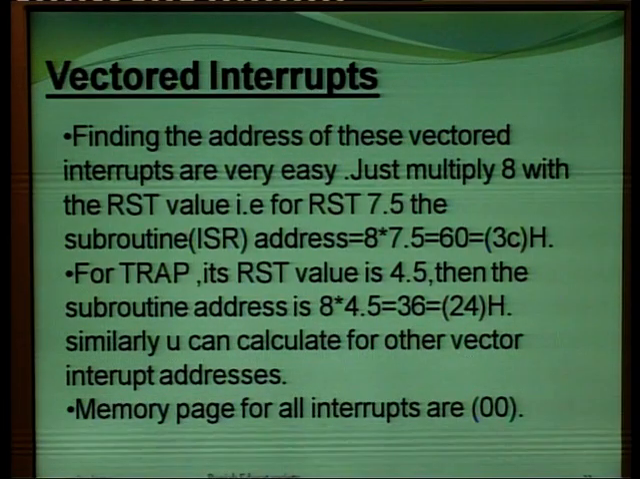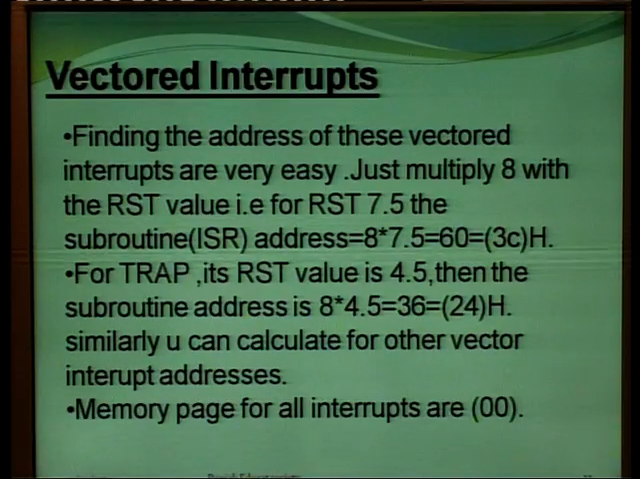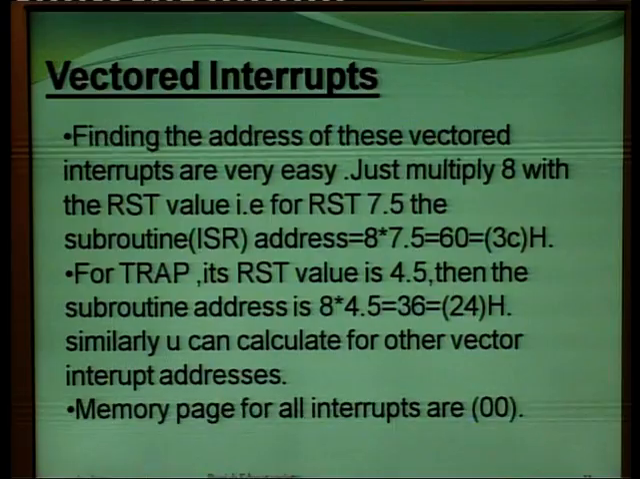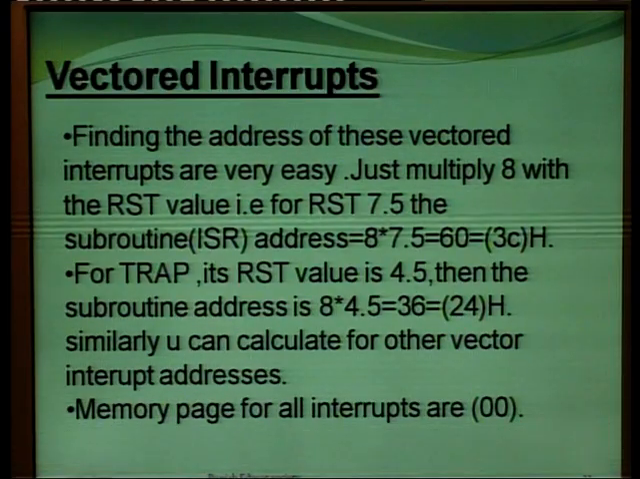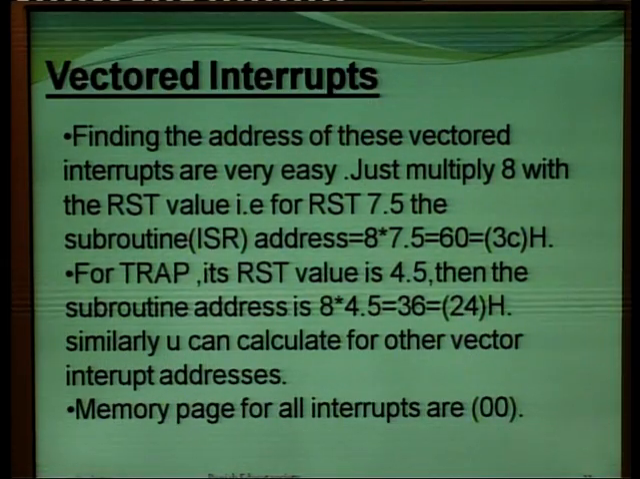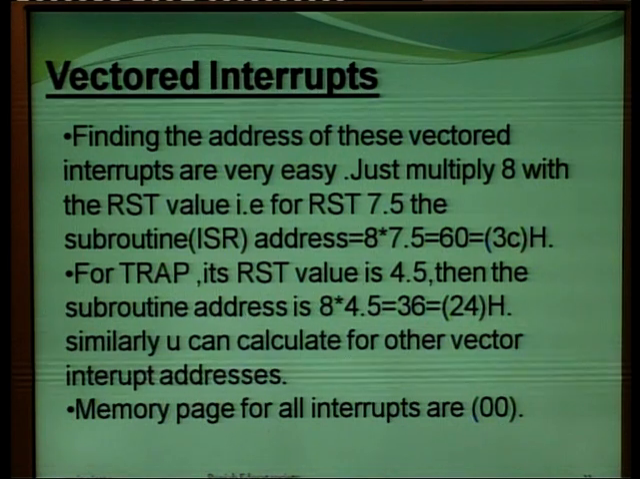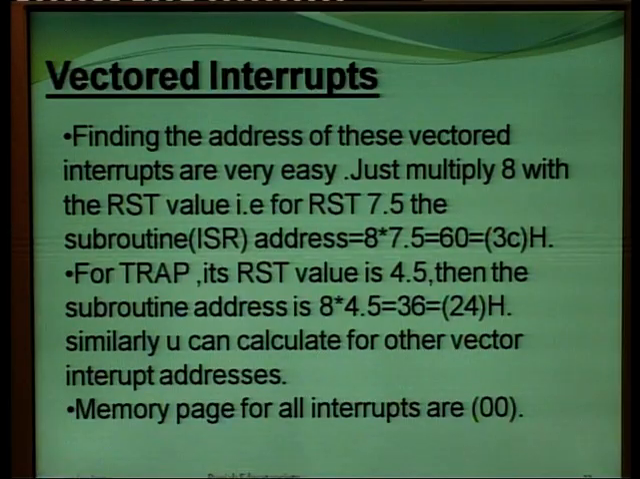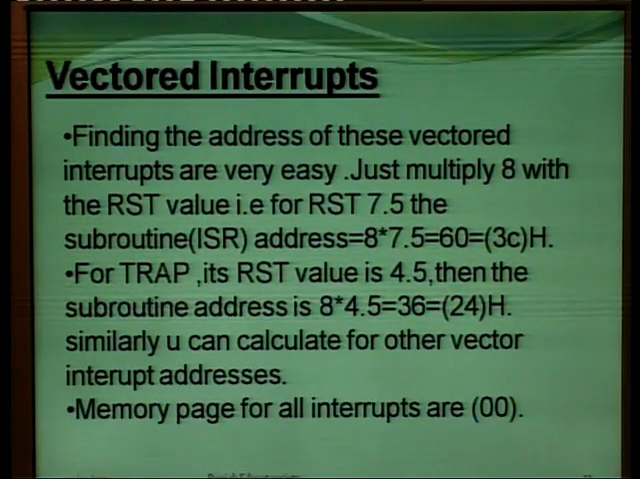00. So, the address of RST 7.5 is 003C. Similarly, for trap it is 0024. So, the address is calculated very simply by multiplying the RST value with 8, then converting this into binary and then to hexadecimal, and the address starts from 00.